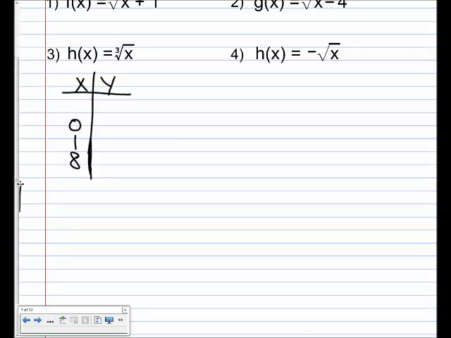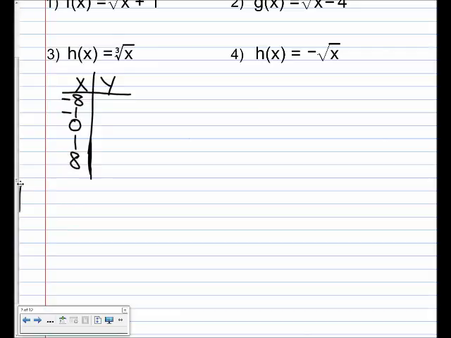Now, this is going to be a little different than the square roots. What kind of number is the index? It's an odd number, which means I am allowed to have what in the radical? Negative. So I'm going to write -1 and also -8. So you're going to plug those in. If you don't know how to do that, what do you use? The calculators.